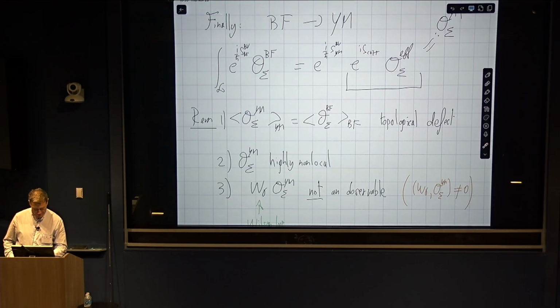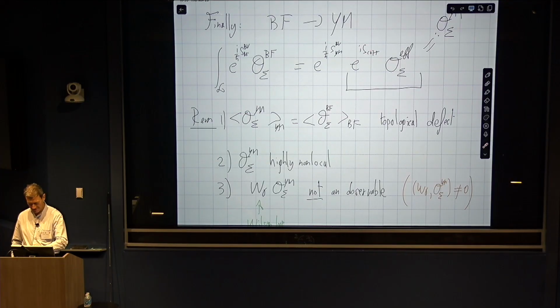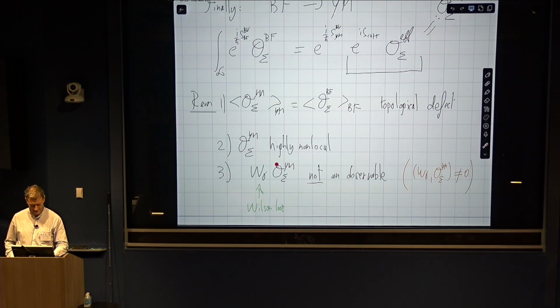The second observation is that it's highly non-local. It's not only supported on sigma itself. I mean, you really have a cloud, not only here, but also inside here, there are cloud observables. And the result of this is that the product of this surface observable with the Wilson loop is not an observable. Notice that in the abelian case, the product of a surface observable and the Wilson loop is an observable if the intersection of the two cycles is empty. In the general case, since this is highly non-local, this is not.